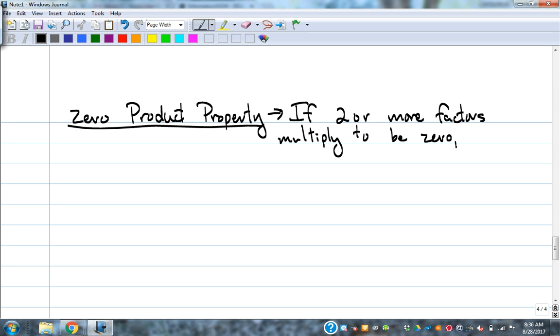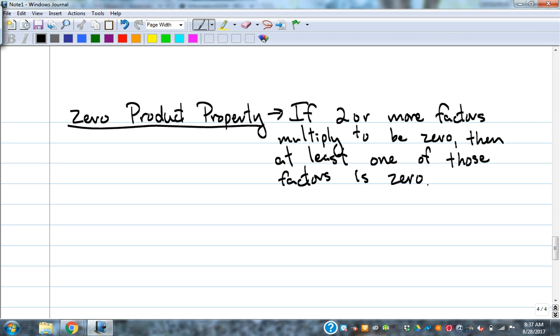All right. So if two or more factors multiply to be zero, then at least one of those factors is zero. It could be all of them. We're going to take the worst case scenario that all of them are zero. And this is the property that allows us to solve an equation by factoring. Also the same property that allows us to solve it by quadratic formula later on.